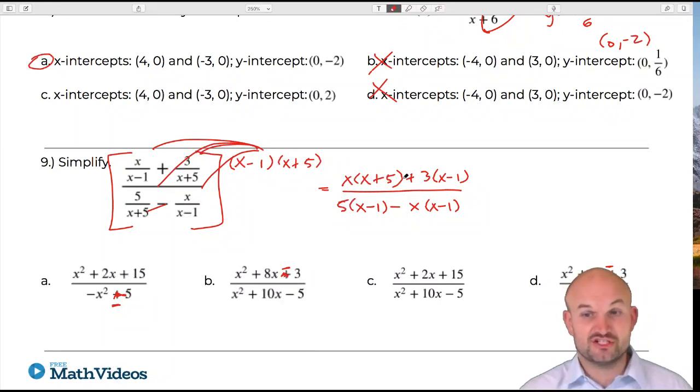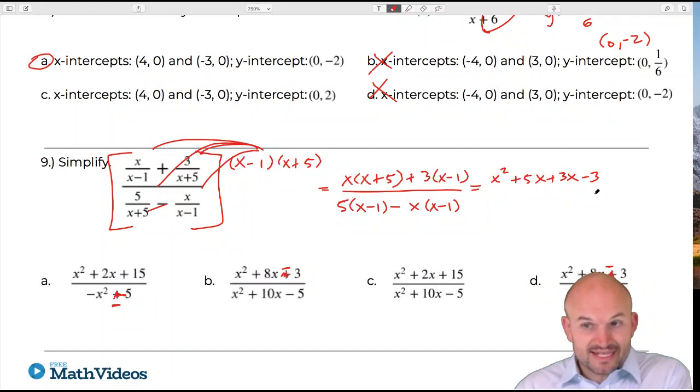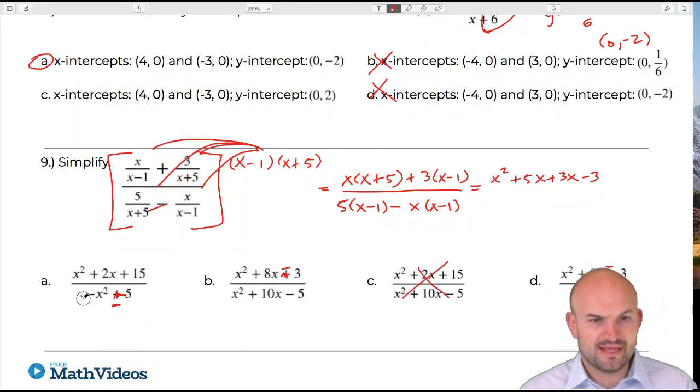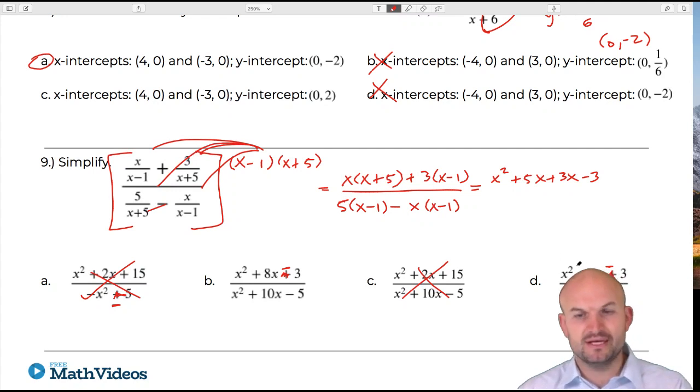So therefore, now let's just go ahead and distribute and then combine like terms. So in this case, I have x squared plus 5x plus 3x minus 3. So the one thing is I noticed that my constant is negative 3. So it can't be that one and it can't be that one, right? So it has to either be B or D. So then I'm just going to look in for the denominator. Which one is going to give me? Is it going to give me this trinomial or this binomial?